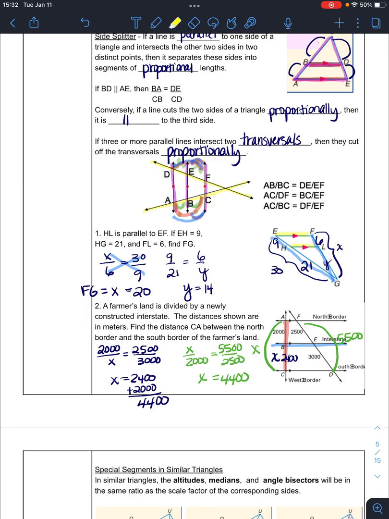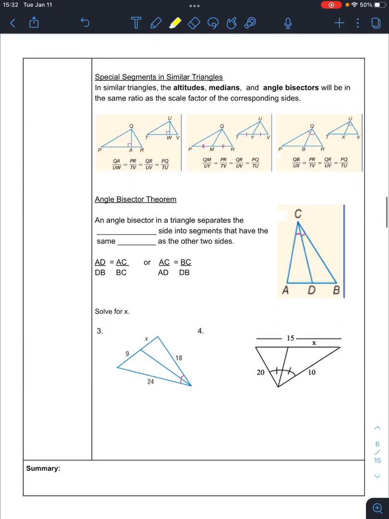Where you're going to run into problems is a problem like this one right here, if I ask you something about EF or HL, then you can't use side splitter. You have to use the whole sides of the triangles. You can use whole and part, like y and 6. That y is the whole side LG, 6 is part of the whole FG. So you can do whole and part, but you can't use the whole sides of 3 of the sides of the triangle and then part of one of them. So that is side splitter.